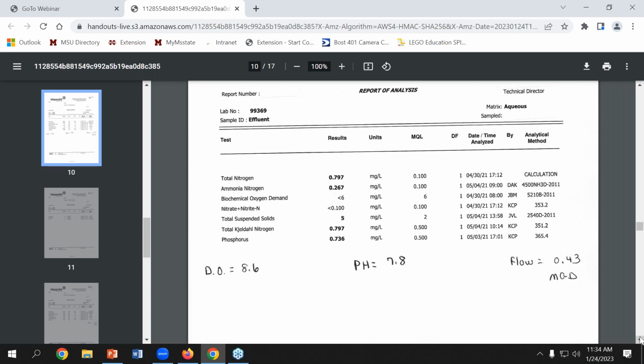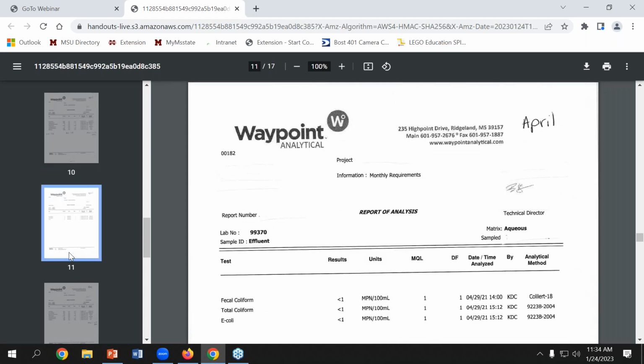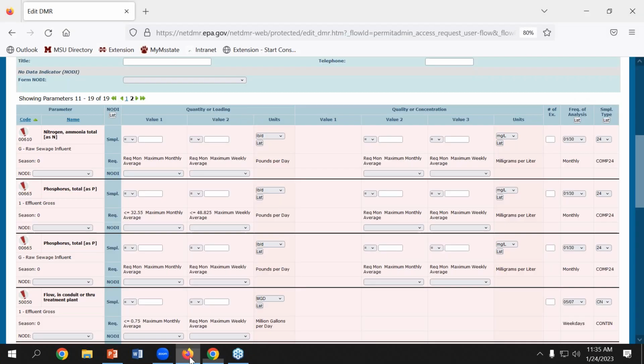Same is the case with the E. coli. We'll look at that one more time. On the E. coli, you see that E. coli is measured by most probable number, colonies per 100 milliliters, less than 1. And actually, I want to switch back to NetDMR for a second. I want to show you something there. All right, go back to page 1.